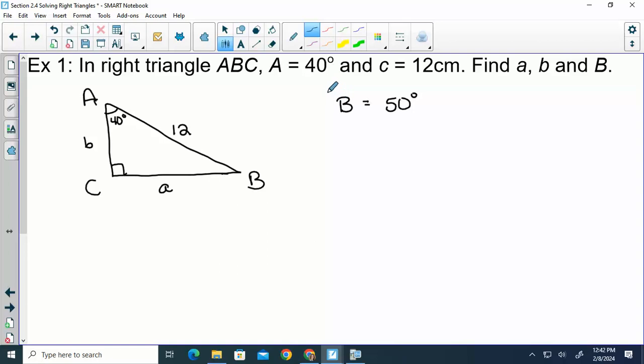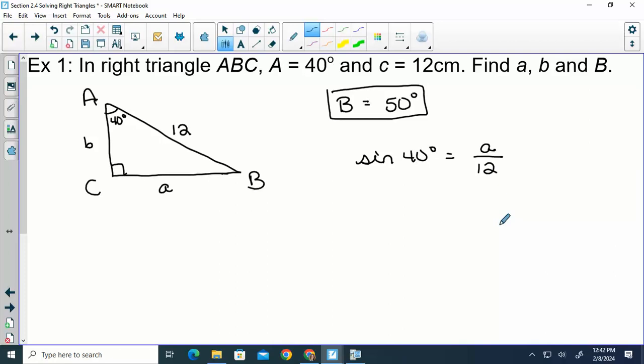Now the sides are a little bit different. Make sure you put an angle measure on that, so a degree. So if I wanted to find side A, I know angle A. Side A is opposite. The side I was given, 12, was my hypotenuse. What trig function involves opposite and hypotenuse? So the sine of 40 degrees equals the opposite side A over the hypotenuse 12.